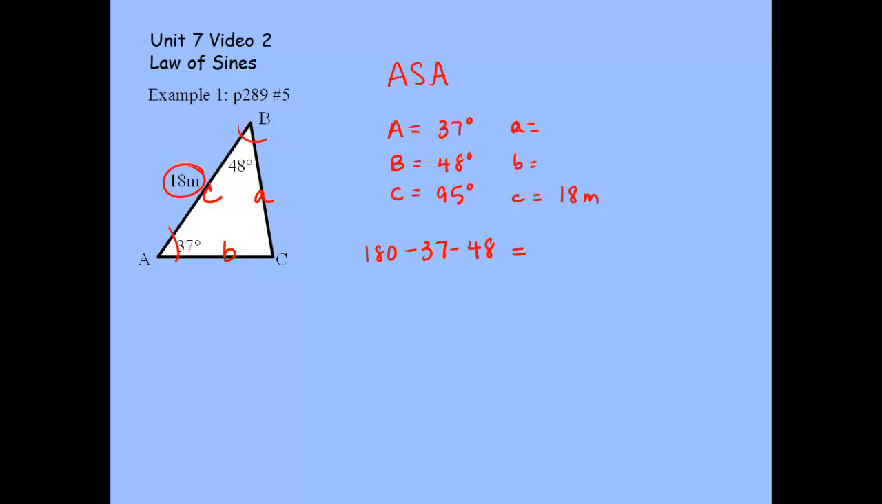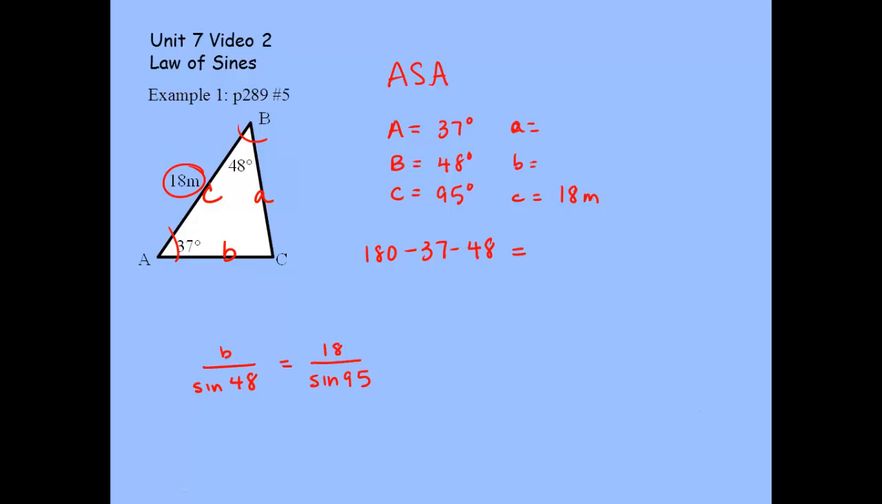Then I can go ahead and set up any ratio that I want to. So let's say I want to find side B. I'm going to use little b, I said angle B, I meant side B. Little b over the sine of 48 degrees will equal 18, which is little c, over the sine of 95 degrees. I'm going to use cross multiplication to do this. Make sure you're entering and closing your parentheses appropriately.